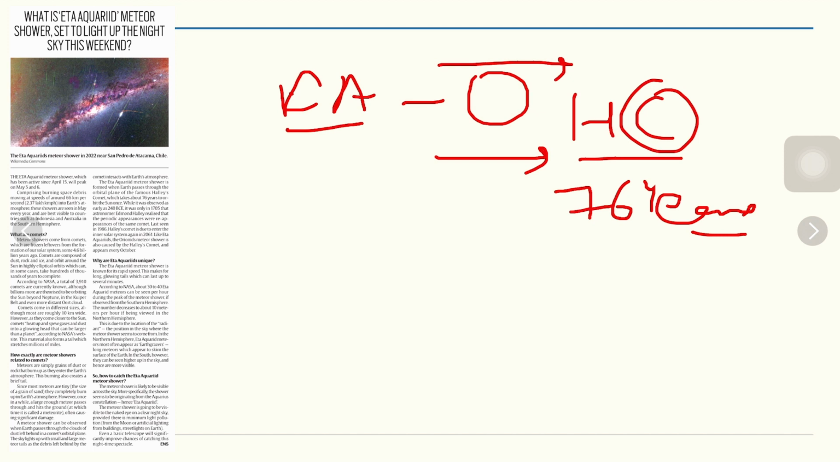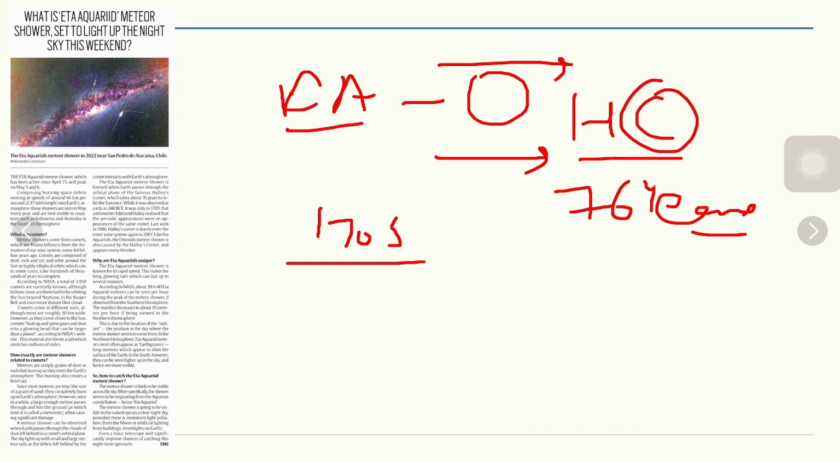While it was observed as early as 240 BCE, it was only in 1705 that astronomer Halley realized that the periodic appearances were reappearances of the same comet. Last seen in 1986, Halley's comet is due to enter the inner solar system again in 2061. Like the Eta Aquariids, the Orionoids meteor shower is also caused by Halley's comet and appears every October.